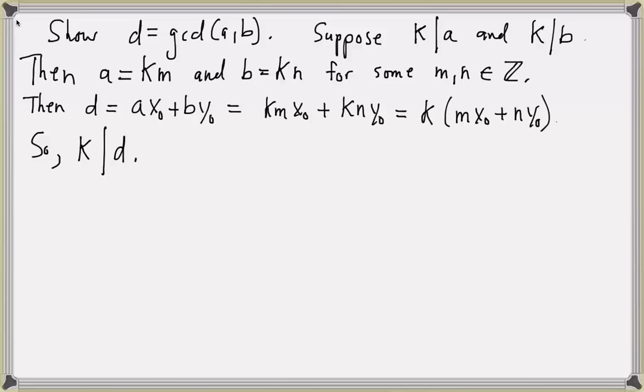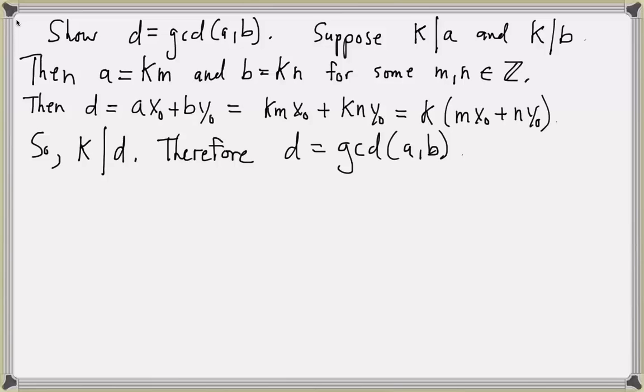If K divides D, then K can't be bigger than D. So therefore, D must be the greatest common divisor, because any other divisor of A and B has to divide D. Therefore, D is the greatest common divisor of A and B. So we've shown that the greatest common divisor of A and B is actually the smallest positive integer linear combination of A and B.